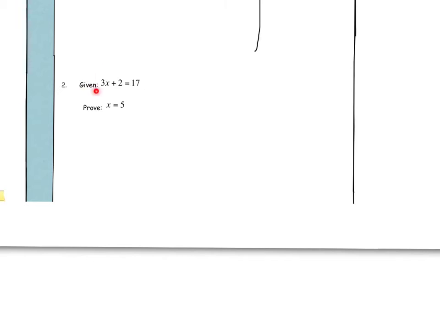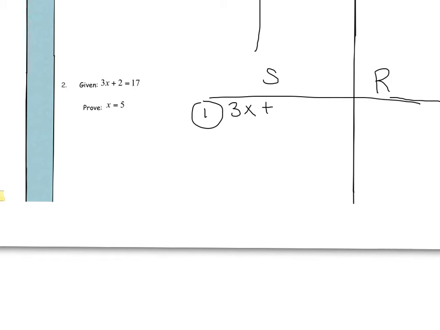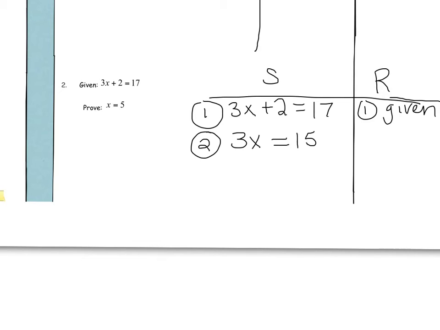Number 2. Given 3x plus 2 equals 17, prove x equals 5. We can do that. We start off by putting in our first S statement, which is 3x plus 2 equals 17. And the reason is, again, the given. Okay, so step 2 is, well, the first thing you want to do here is subtract 2 from both sides, which would actually give us 3x equals 15. And we did that by saying subtraction. So that's actually subtraction property of equality, SPO.